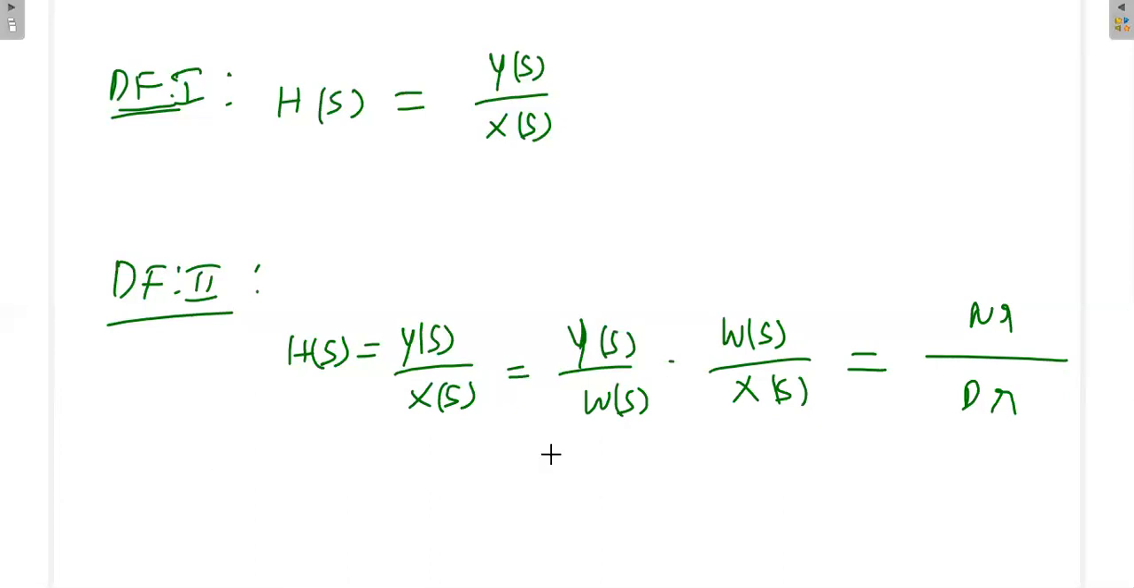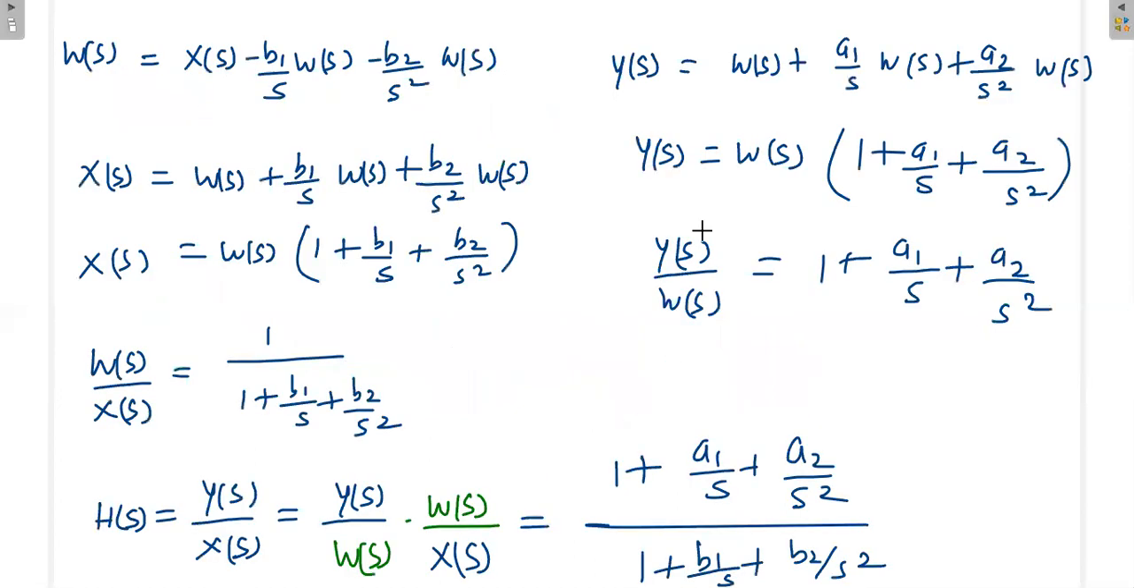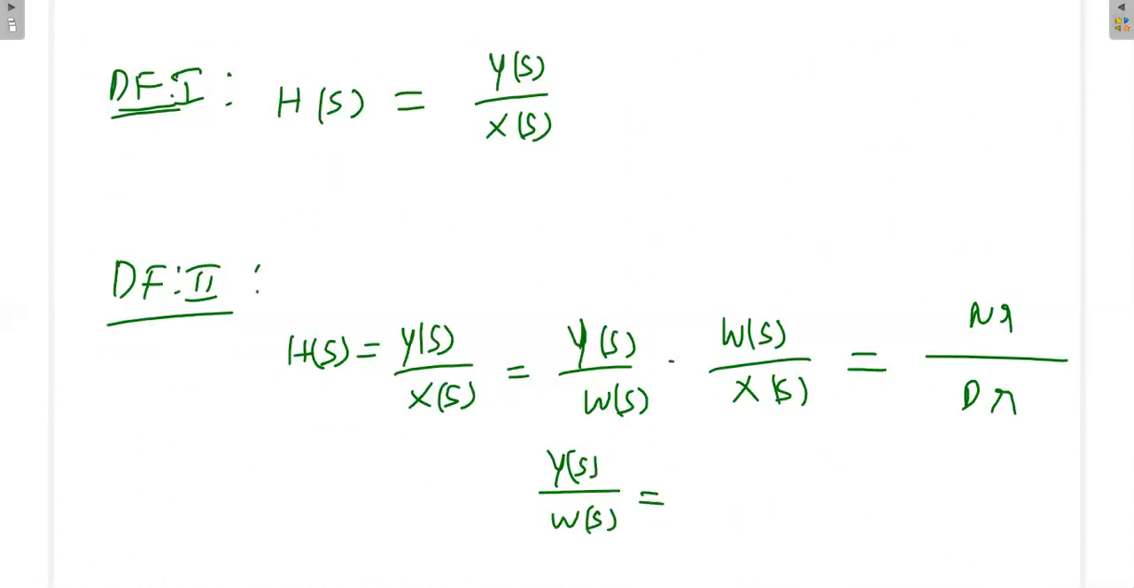For example, y of s divided by w of s is the numerator, so we can equate it with the numerator directly. Similarly, ws divided by x of s, we can operate with the denominator directly. Finally, we can realize the direct form 2 block diagram structure.